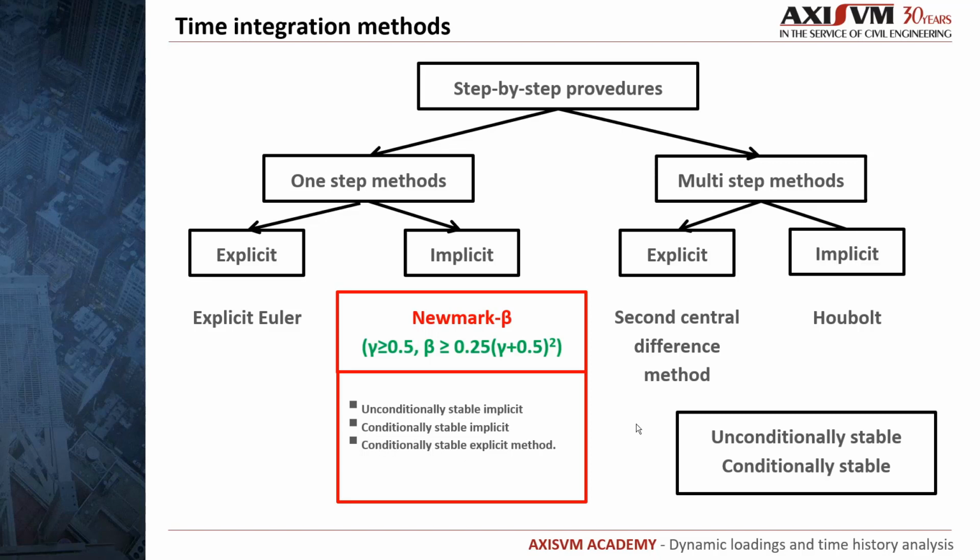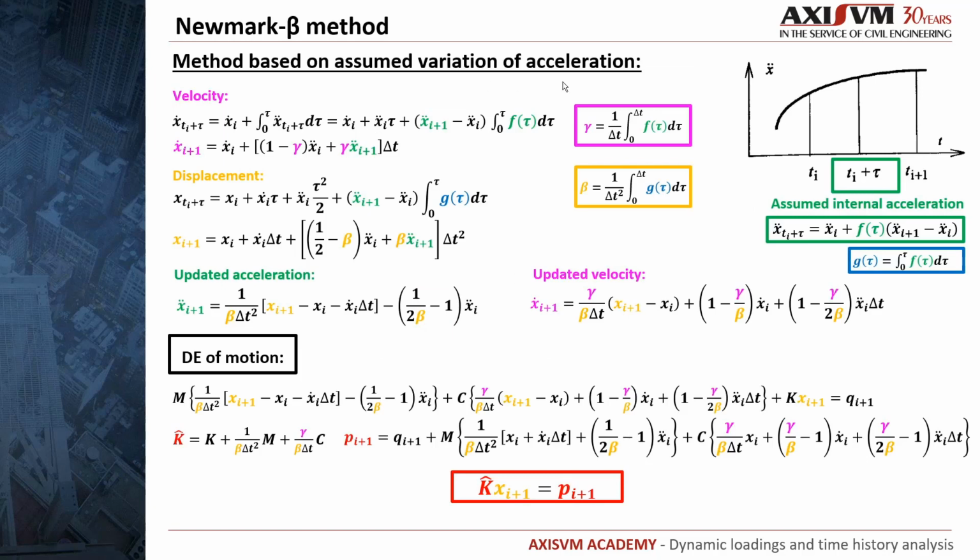The Newmark beta method is a method based on assumed variation of acceleration, where the f and g functions control the stability and accuracy of the solution. Based on this assumed variation of acceleration, we can define the velocity and displacement of the current time step using two parameters, gamma and beta. Now, we can rearrange the equation for the displacement and express the acceleration. With this term, we can also rearrange the velocity to eliminate cross-dependency between the different response components.